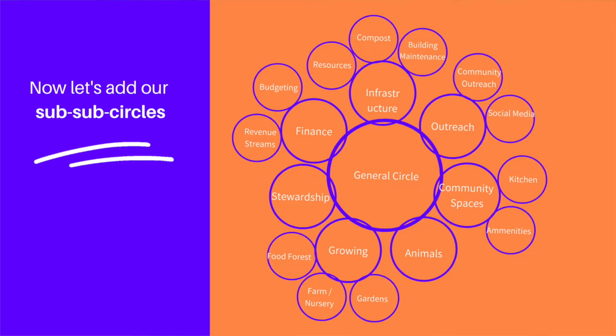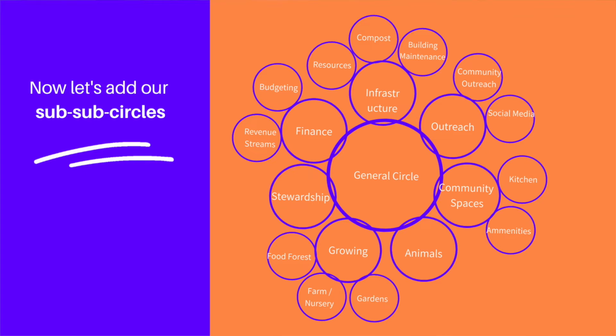So here's a slide with all of our sub-circles. It's a lot, right? Like we said earlier, a community homestead has a lot of responsibilities to share. So you can see we had these typical circles, the 7 circles I mentioned earlier, and then those are spread out into different subcircles.